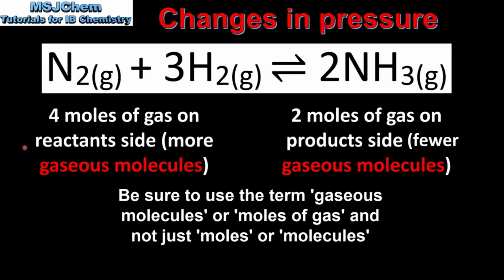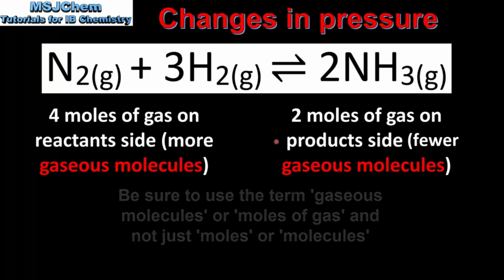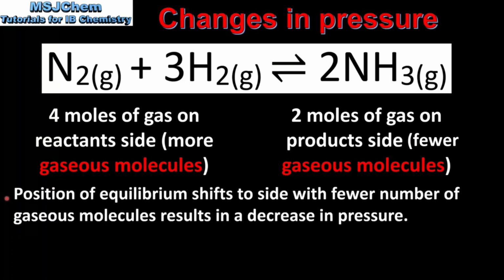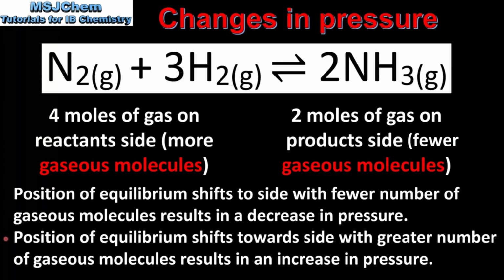product side. This means on the reactant side we have more gaseous molecules, and on the product side we have fewer gaseous molecules. When the position of equilibrium shifts to the side with a fewer number of gaseous molecules, this results in a decrease in pressure. And when the position of equilibrium shifts towards the side with a greater number of gaseous molecules, this results in an increase in pressure. So when we make predictions about in which direction the position of equilibrium will shift for changes in pressure, we need to consider the number of gaseous molecules in the reactants and products.